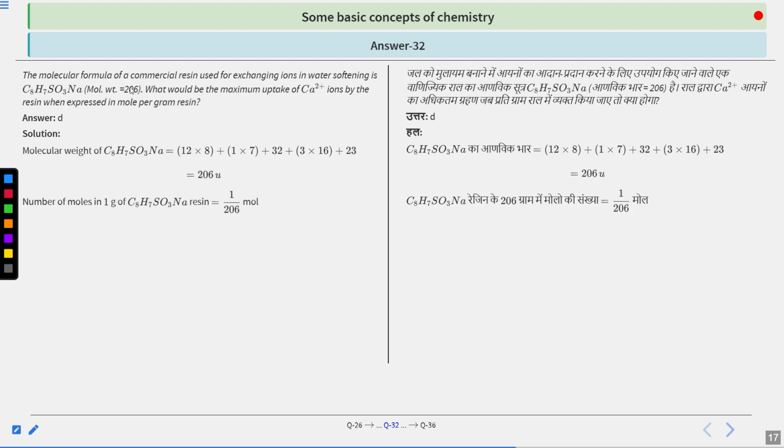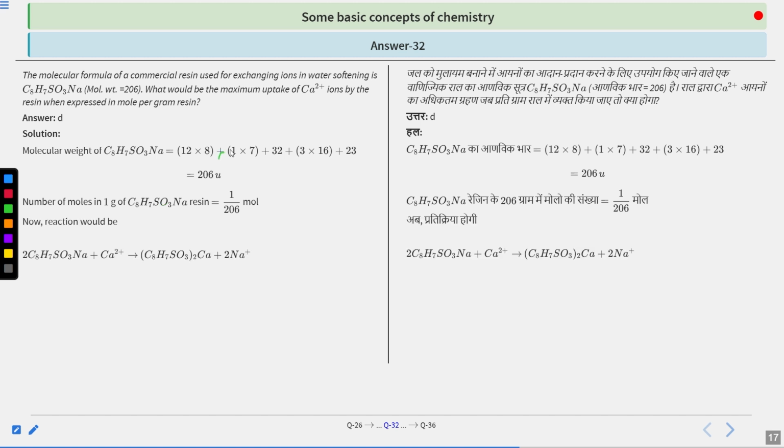206. So what is the number of moles in 1 gram of resin? This is the complex that will be formed. Okay, right? Now the number of moles in 1 gram will give you 1 by 206. Why is it so? It is given in the question that this thing is expressed in mole per gram, so for that reason we are dividing. Because we know that 1 mole of this thing contains 206 gram of this resin.